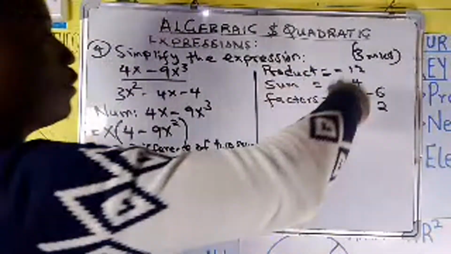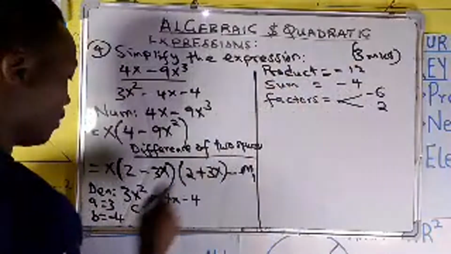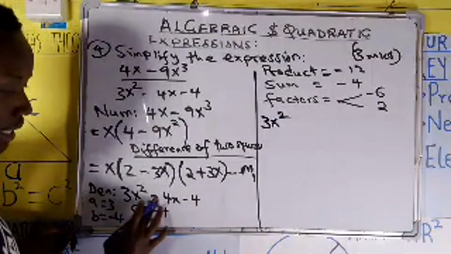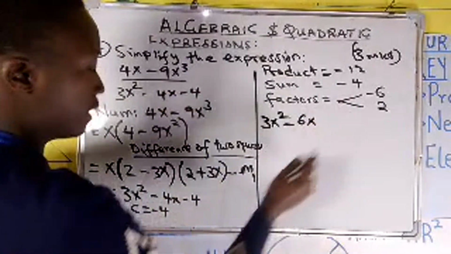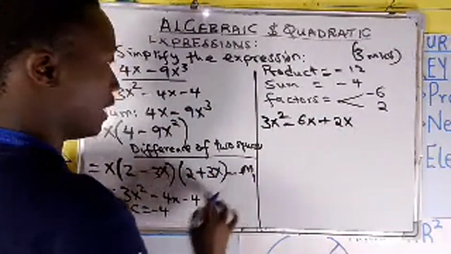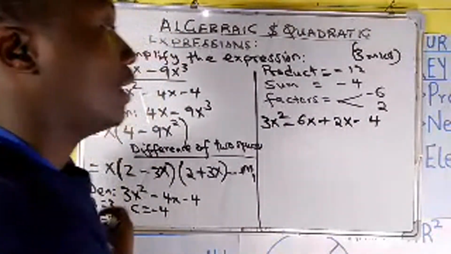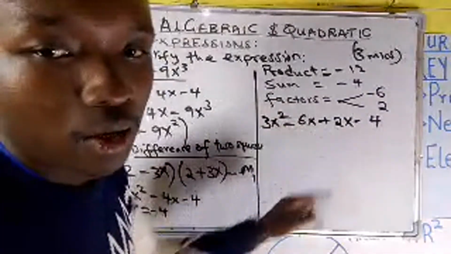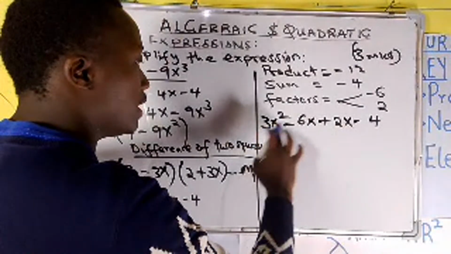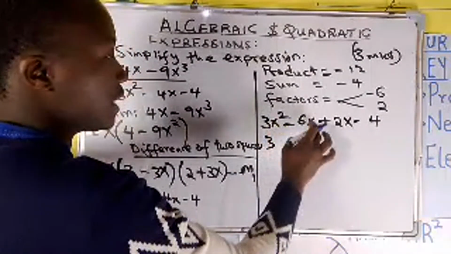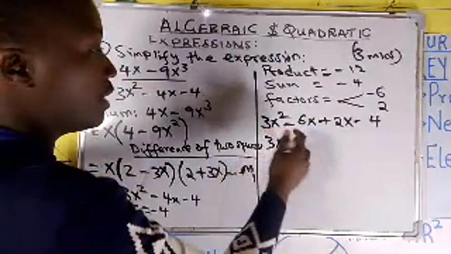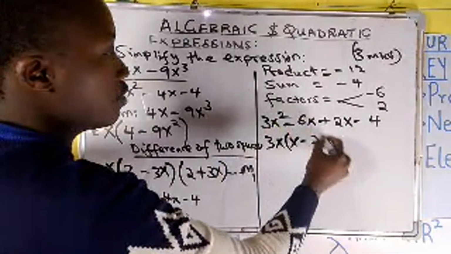So if we work this one out, we are going to get 3x squared. Then we replace minus 4x with minus 6x, then plus 2x, then minus 4. And from here now we can factorize by grouping. The greatest common factor between 3 and 6 is 3, then we have x and x. So it will be 3x. Open the bracket. We will have in the bracket x minus 2.